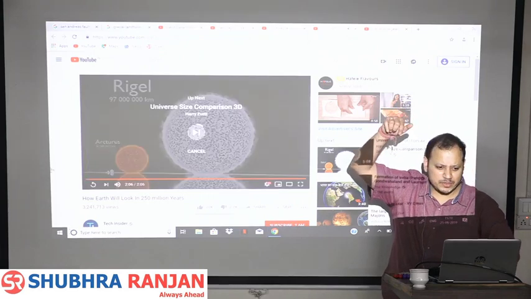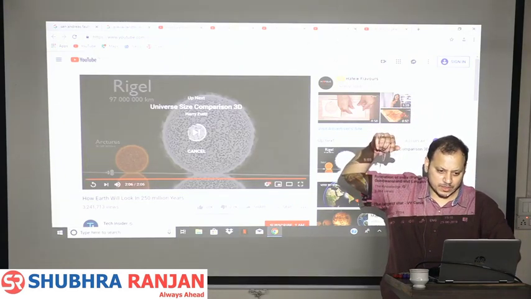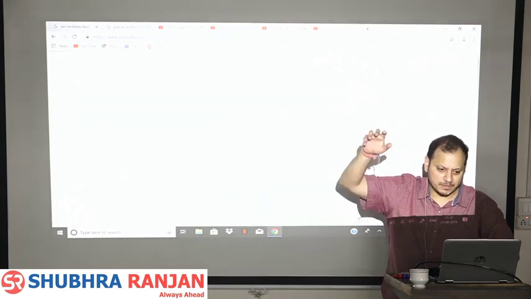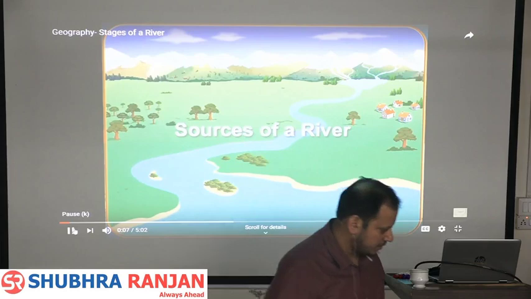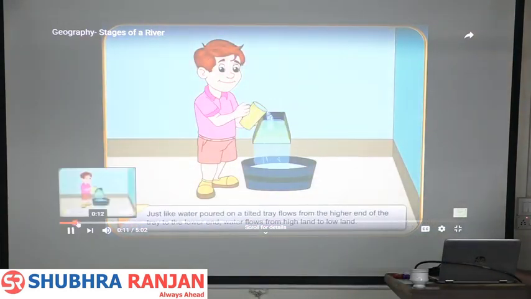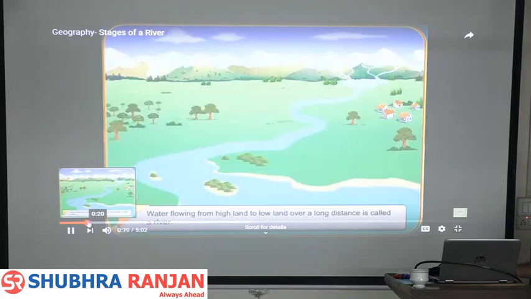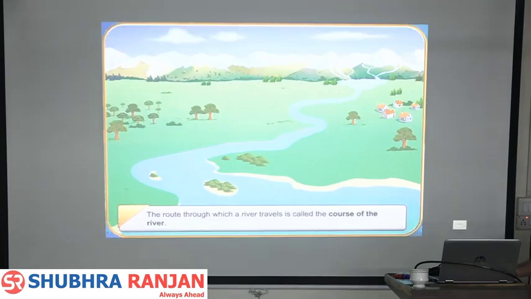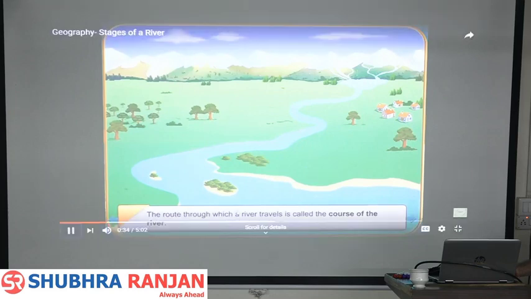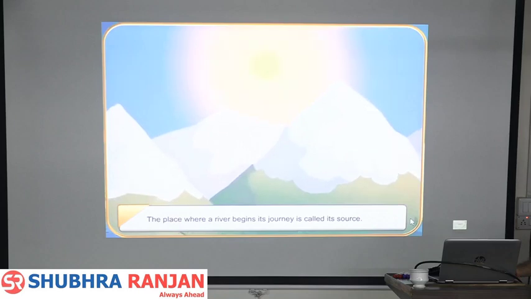the exogenetic forces, and the exogenetic forces especially will be caused due to the agents of erosion. And because of the agents of erosion, first of all if we take river, if the river is acting, this is how the river will act on the landform. Now, why does the water flow from highland to the lowland? Because oceanic crust is more denser than the continental crust, and this is isostasy in our syllabus. The sources are glaciers.